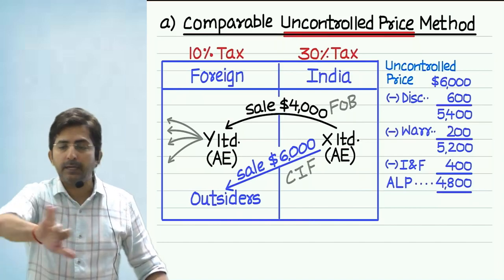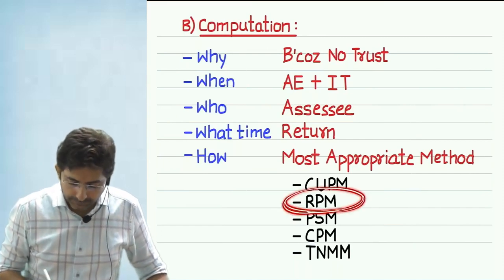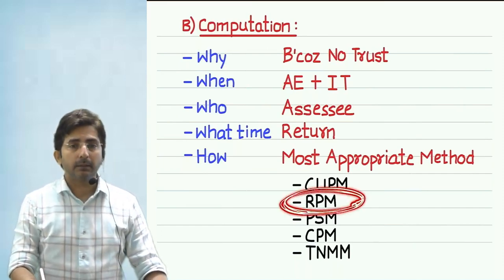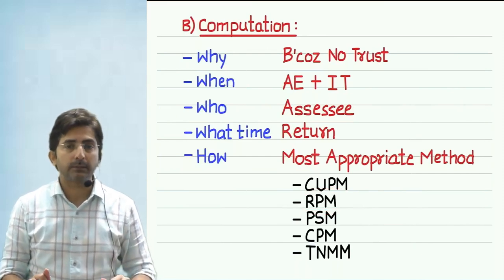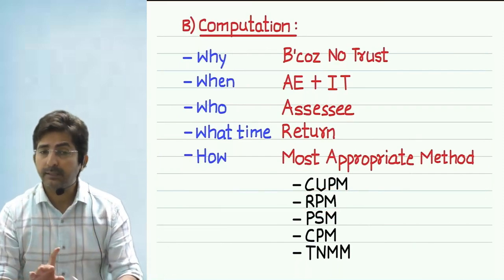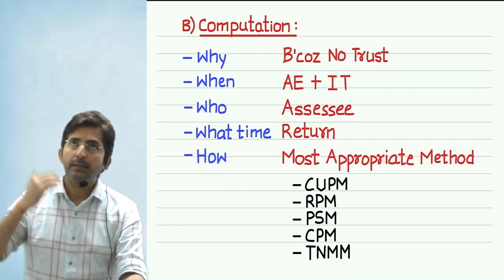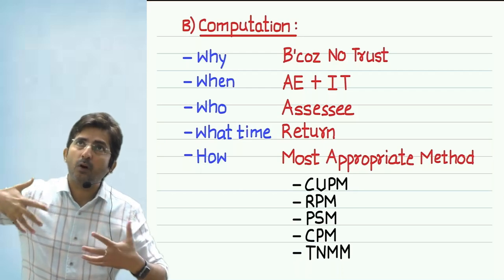So this is what I wanted to say in the comparable uncontrolled price method. Now finally we are out of this method. Now let's go to the other method. What is the other method? Resale price method. Now do you know what the resale price method is? Literally feel the word resale. You know what I said today? Always feel the title of the method. With that title you should feel what it should be.